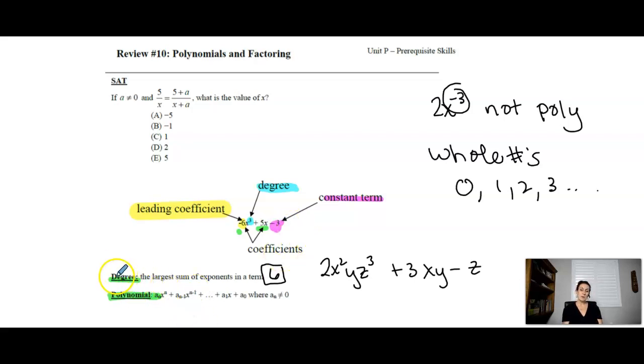So just reviewing what degree is again, if you had something like 2x squared yz cubed, you would take the 2 and y to the first power and z to the third power, you would add it together for the degree. So the degree is 6. Polynomial, this is just the formal definition of polynomials.